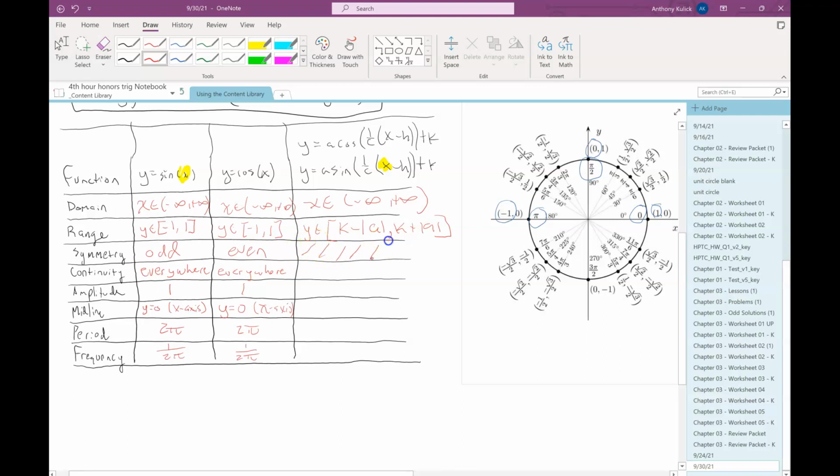Symmetry, we're not worried about the symmetry with the transformations because it's probably going to destroy the symmetry under most situations. It might not, but a lot of times it will. So there's not really a good predictor. So we're just going to ignore that.